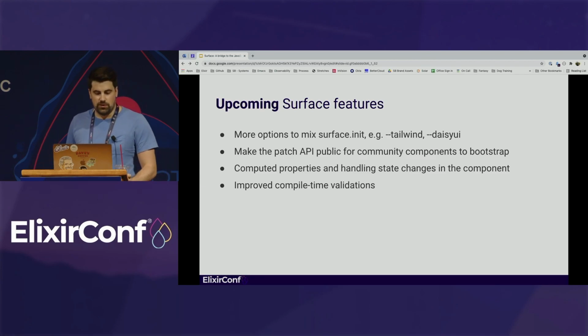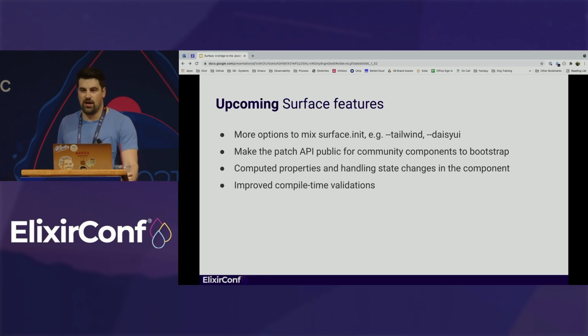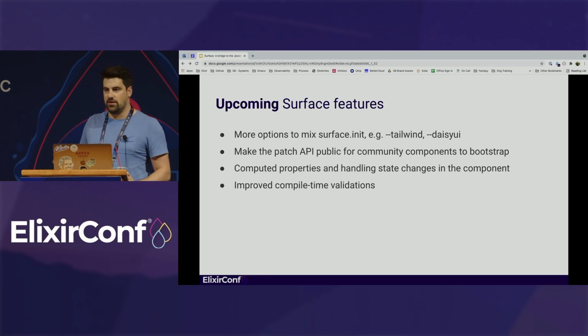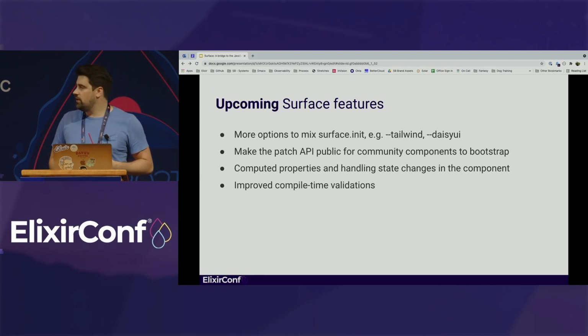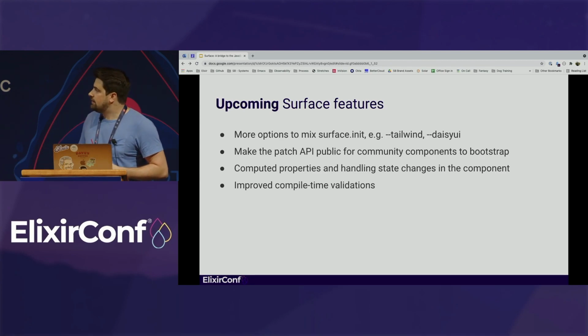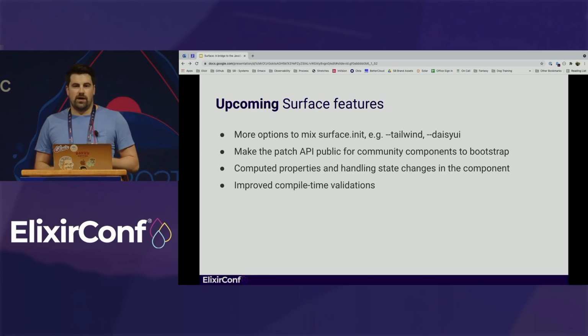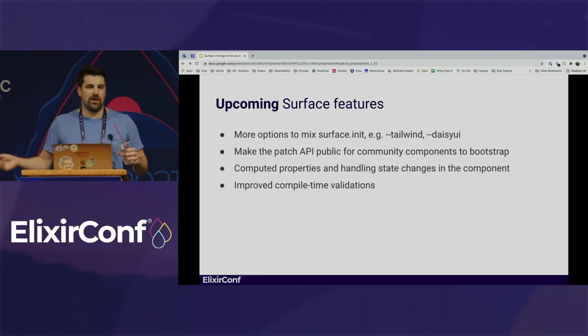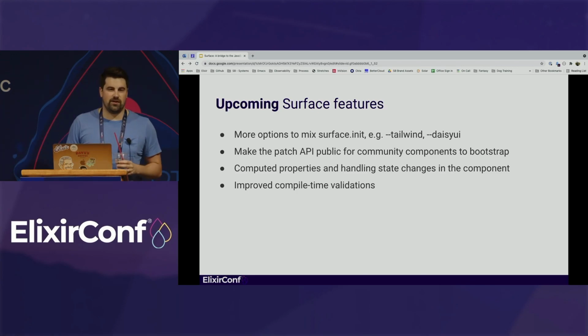Some other things like computed properties, handling state changes within components. We're excited about adding some DSL syntax where it makes that a lot easier, which I still find to be a pain point today. And then improving on compile time validations, taking the best from Elm and having that empathetic compiler that kind of coaches you along as you develop.